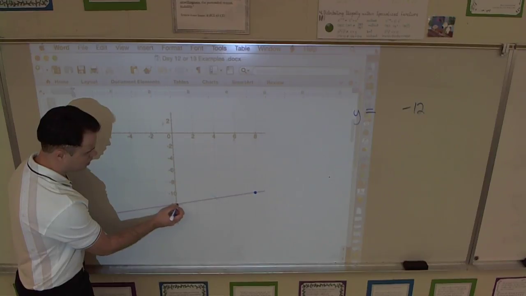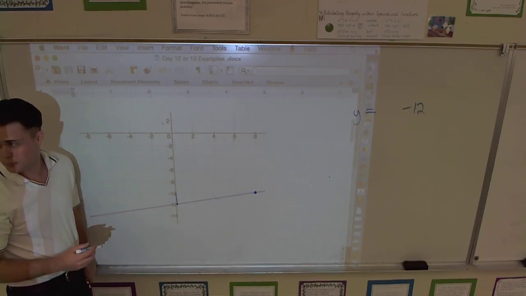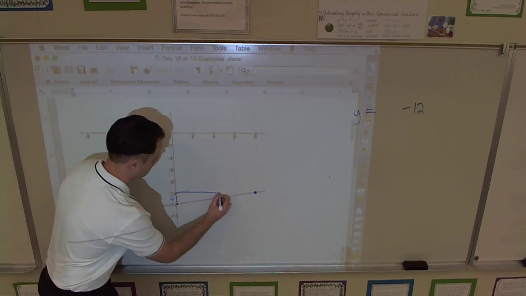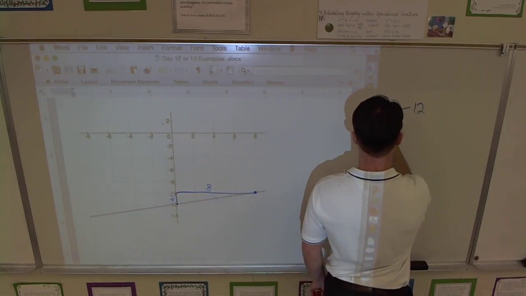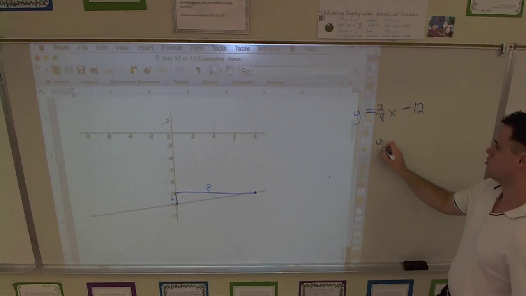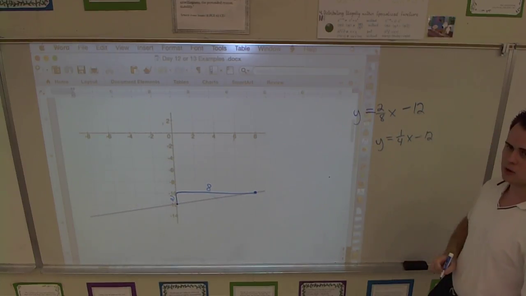So I think it goes from negative 12 to negative 10. How much up is that? 2. Alan, 8. Yes. So this should be 2/8 x, which I think you should reduce to 1/4. There we go.